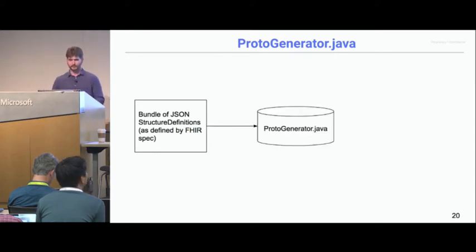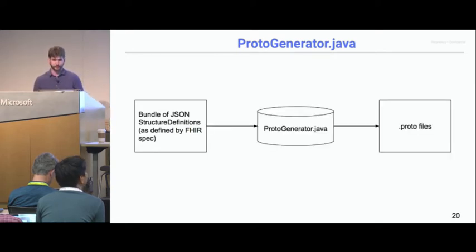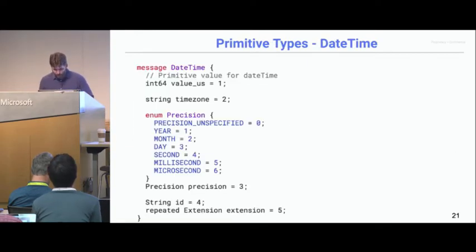We pass them to the proto generator, and we get proto files out. So the key here is that there's no manual work. It's entirely generated and it's entirely coupled to the spec. So I want to talk a little bit about the primitive types.